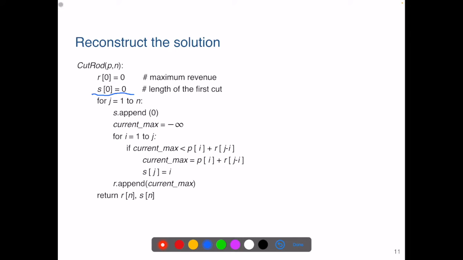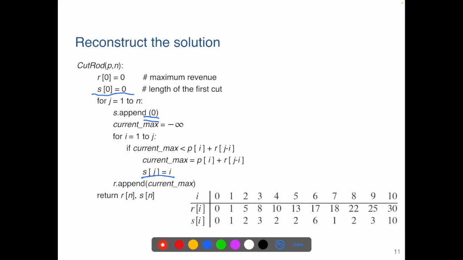Sj is initialized as 0. Here, out of the j options, we use Sj to save which option has the max revenue. This also means where the first cut should be for the subproblem Rj. When we save all the first cuts, we're essentially saving all the cuts that lead to the optimal solution. For instance, when the rod has a length of 10, the first cut of the optimal solution is at 10, which means we don't cut it at all.